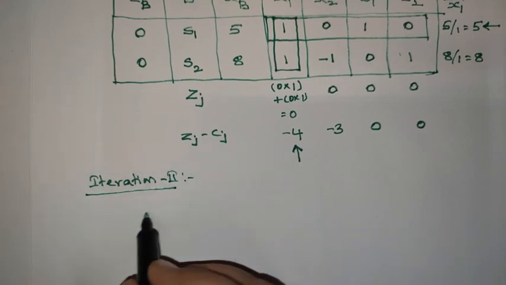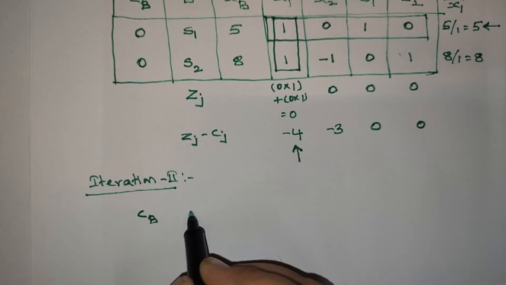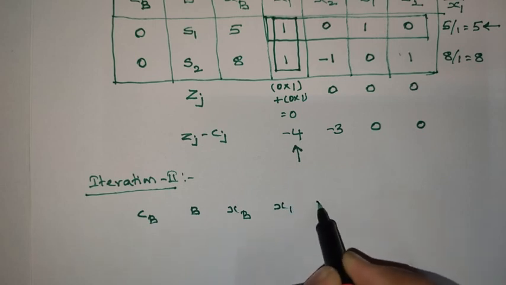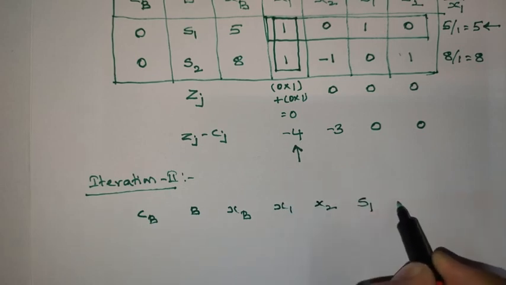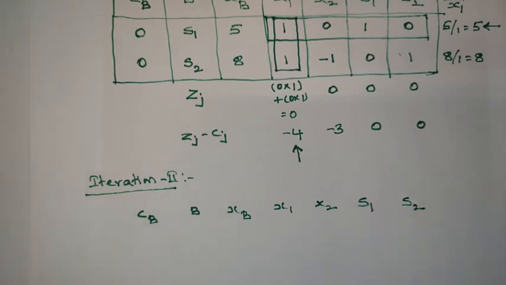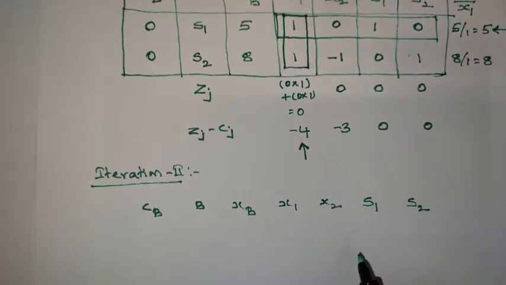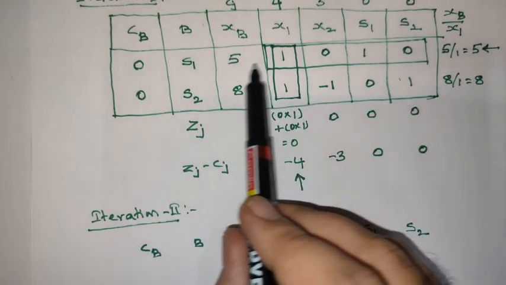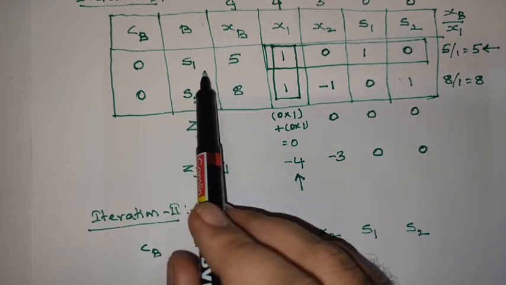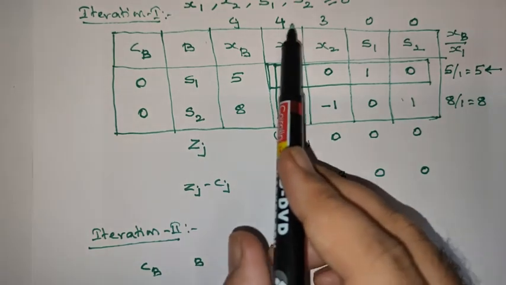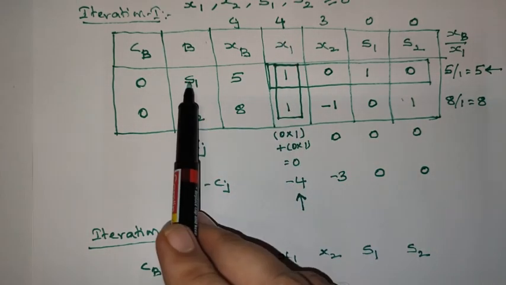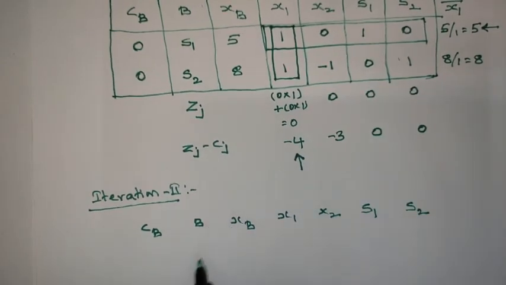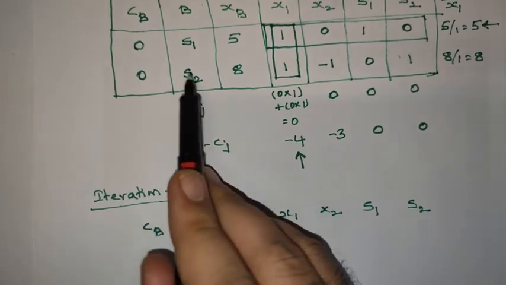Right? So now write the terms CB, B, XB, X1, X2, S1 and S2. So here if you see the iteration 1, as this is a key row, the leaving variable is S1, and as it is the key column, this value is the entering variable. So S1 is replaced by X1. So I am writing X1 in place of S1, and then S2 as it is.